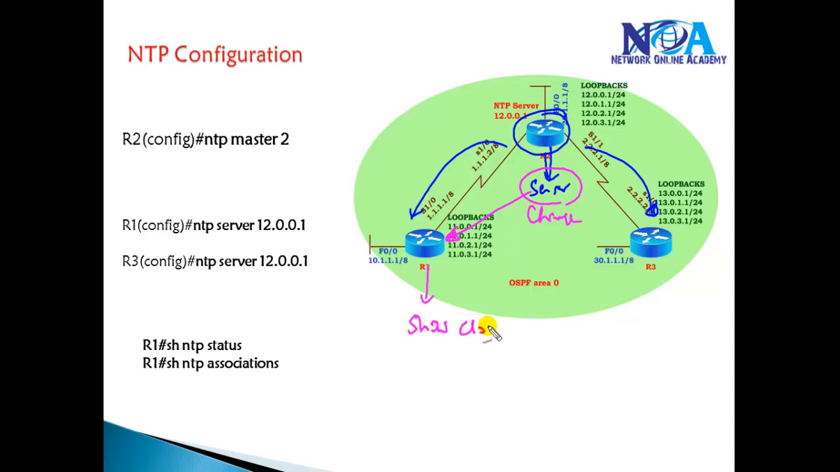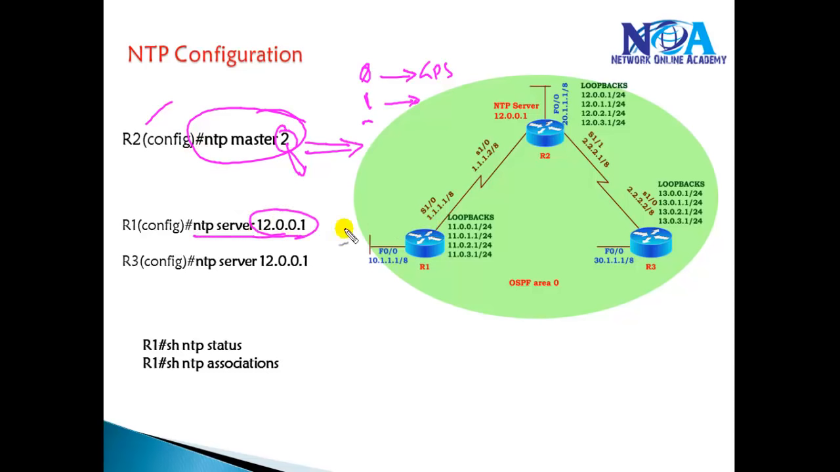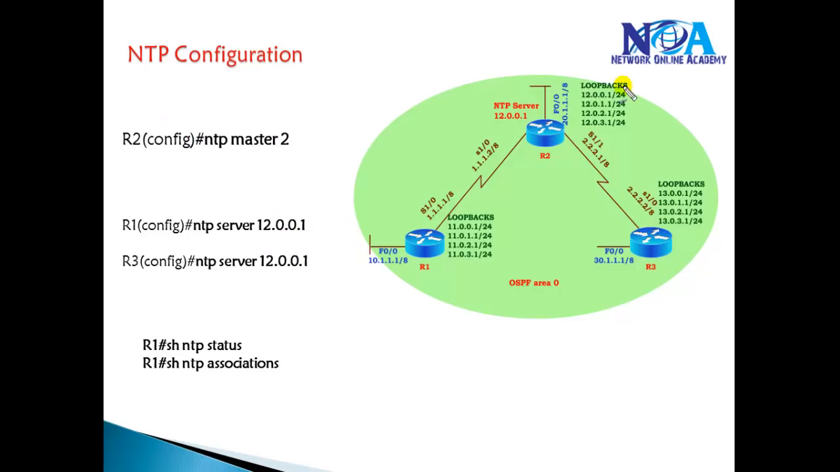We are going to verify with the commands show clock, show ntp status, and show ntp associations. Whichever router you decided as the server, we just need to configure one command, ntp master, and this 2 refers to the startup value. You can use any value here. Normally zero refers to GPS, whereas one refers to servers connecting to an external clock. We can use either one or two, so here I'm using two. This is the only command we need to add on the server, whereas on the clients we need to say ntp server and assign the IP address of the server. In my scenario, I'm going to use 12.0.0.1, the loopback interface, as the server IP address, and make sure that the client is able to reach that server.